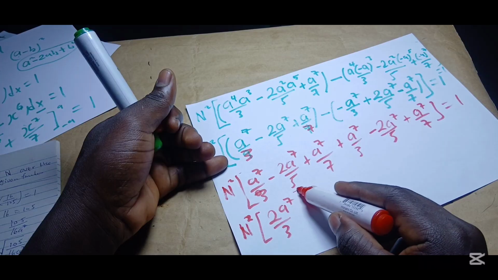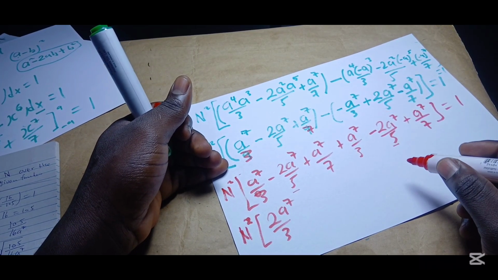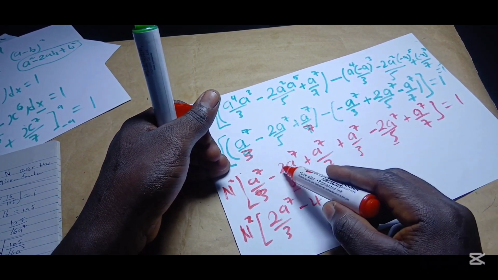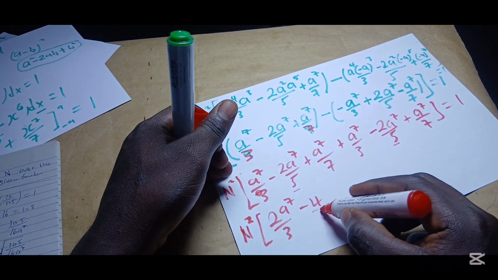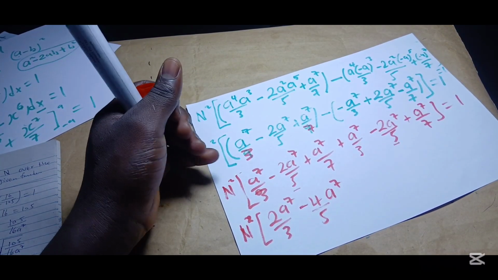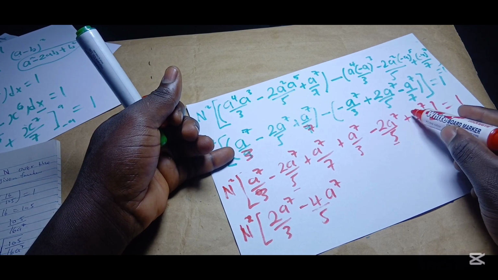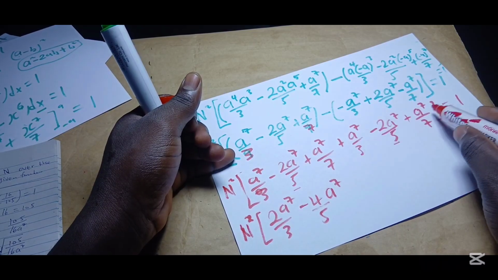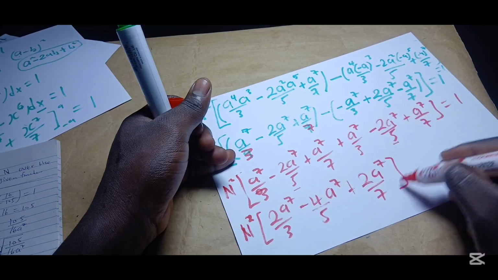So now let's look at this term here. What do we get? If we add them, we are going to get minus 2 over 5 plus minus 2 over 5 gives us minus 4 over 5 a to the power 7. And we have a to the power 7 over 7 here, a to the power 7 over 7 here. Adding their coefficients, 1 over 7 plus 1 over 7 is going to give us 2 over 7. It's more like we have one of them here and one of them here, so 2 of a to the power 7 over 7. They equal 1.